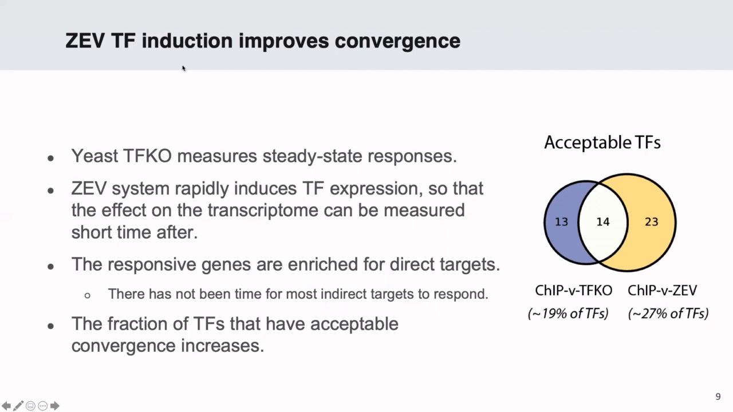So we did a similar analysis. Instead of using TF knockout data, we're using ZEV data and comparing that with the ChIP data. We show that the fraction of the TFs that show acceptable convergence increases.